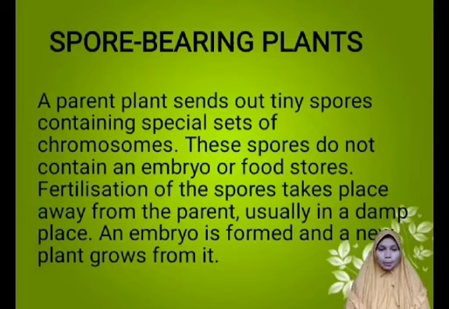So, spore-bearing plants reproduce by producing spores, which are tiny cells that contain a set of chromosomes. These spores are different from seeds, which contain an embryo and food stores. The parent plant produces spores which are released into the environment. These spores can be carried away by wind, water, or other means, and can germinate in a new location.